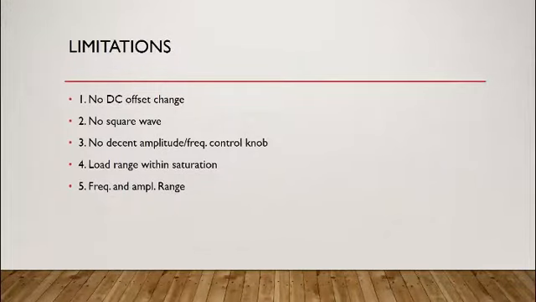Hi, this is Group 1, and now I'd like to talk about the limitations of our EIT system. The first one is there's no DC offset change. Since the DC offset is achieved by a subtractor, and the subtractor's input voltage is fixed by a voltage regulator, we cannot change the DC offset. Probably we can change that by using a buck boost converter.